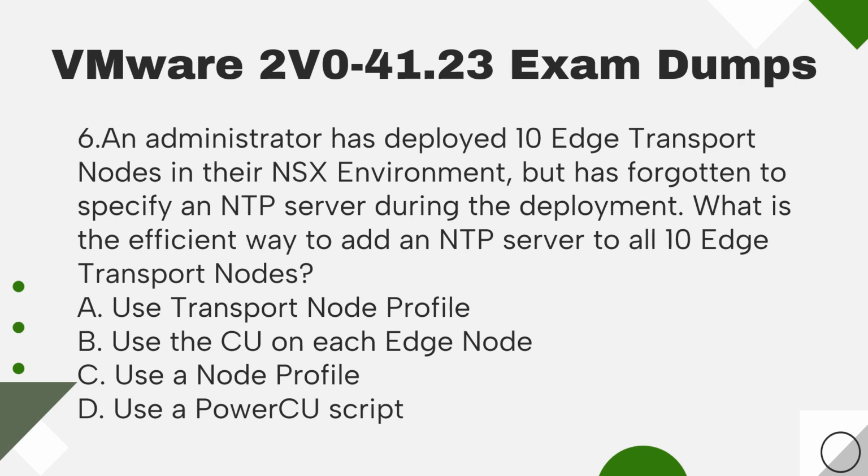6. An administrator has deployed 10 edge transport nodes in their NSX environment, but has forgotten to specify an NTP server during the deployment. What is the efficient way to add an NTP server to all 10 edge transport nodes? A. Use transport node profile. B. Use the CLI on each edge node. C. Use a node profile. D. Use a PowerCLI script.